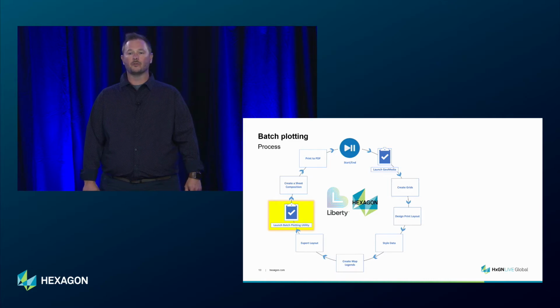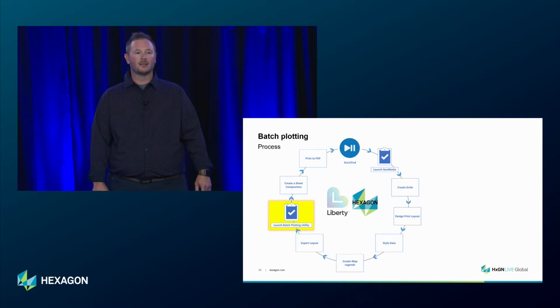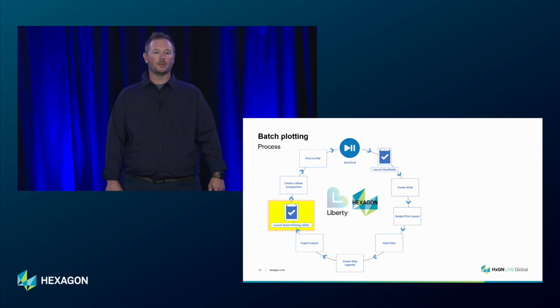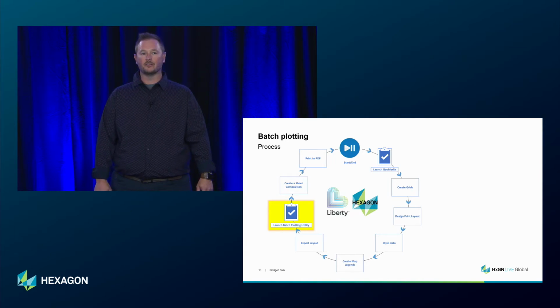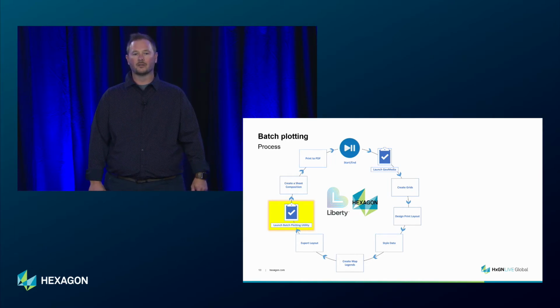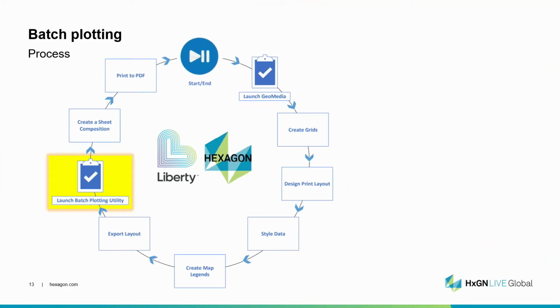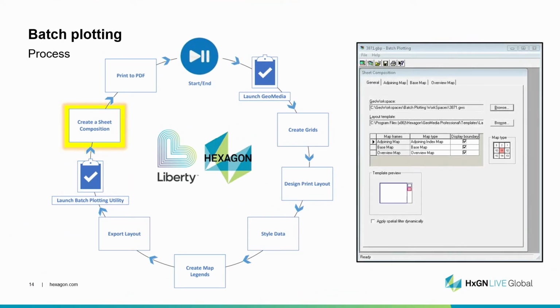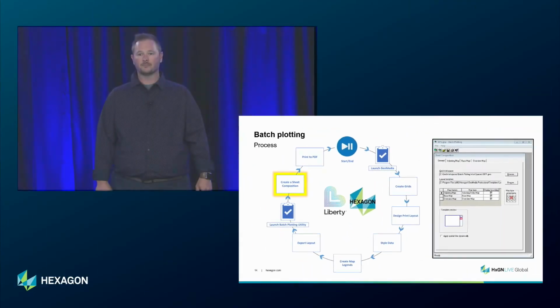Now we move to the batch plotting utility. Depending on your version of GeoMedia and Windows, the batch plotting utility will be in the GeoMedia desktop program folder under Utilities. Once that has been launched, you create a short sheet composition where you will load the workspace that you just created and the corresponding print layout template.